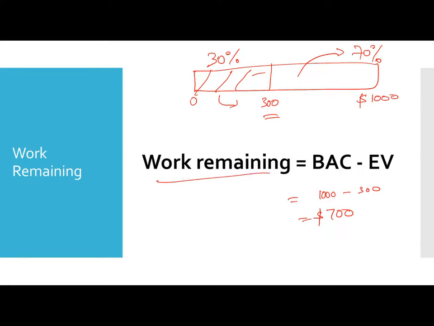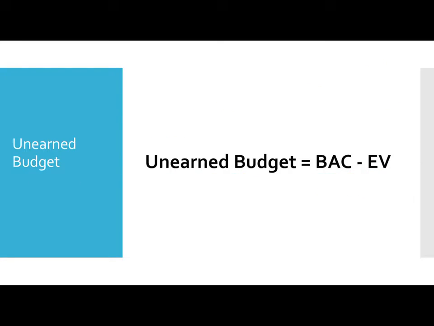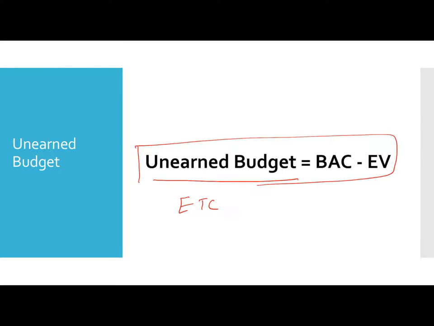Okay, so work remaining in terms of dollars is calculated as BAC minus EV. This is also called unearned budget, sometimes also called estimate to complete. Unearned budget is nothing but the work that is remaining. So work remaining is also called unearned budget. It's the same formula, BAC minus EV.